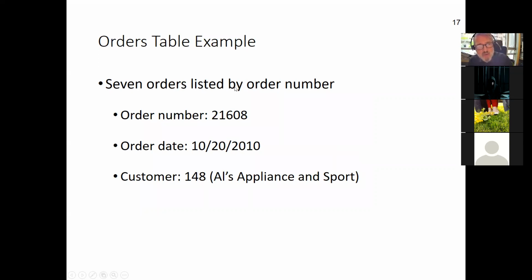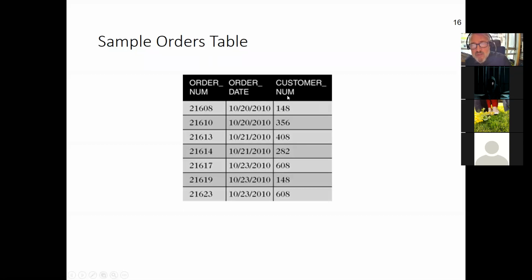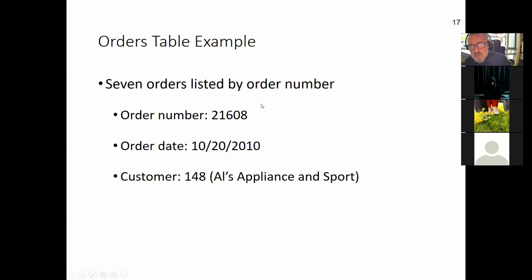Seven orders are listed by order number, and each order number is unique. The date may not be, and likewise the customer may not be, but the information from the customer number is used to make a link between the order table and the customer table. And we call that a foreign key. So if I just go back on that, customer number is a foreign key in the order table because the customer number is used to link back to the customer table so that we can get information about that customer.